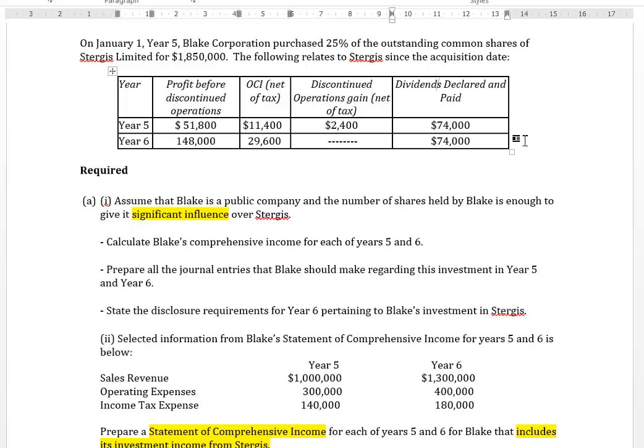All right, so in the first part of the question, we're going to assume that Blake significantly influences its associated company, Sturgis. And I'm going to ask you to calculate comprehensive income, make some journal entries, given that it's a significant influence investment for Blake over Sturgis, and look at any of the disclosure requirements that are required for these significant influence investments on Blake's financial statements.